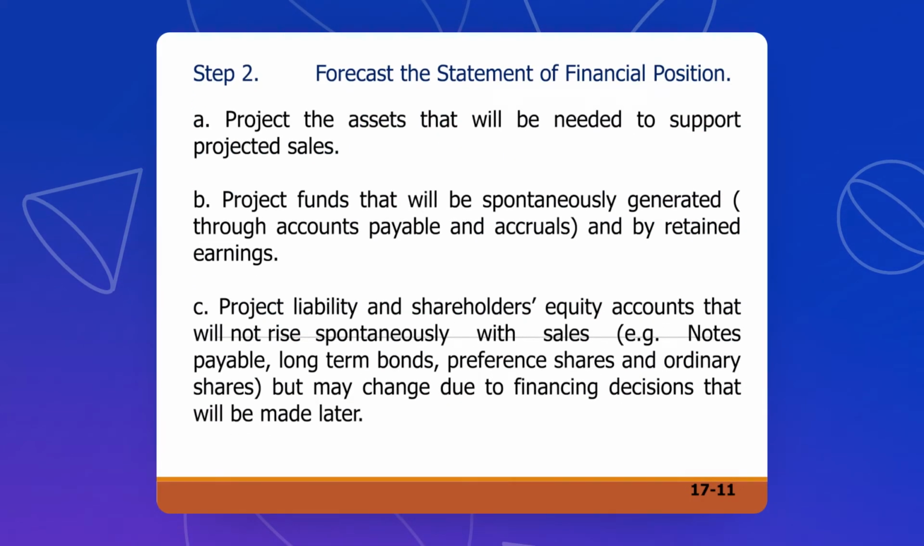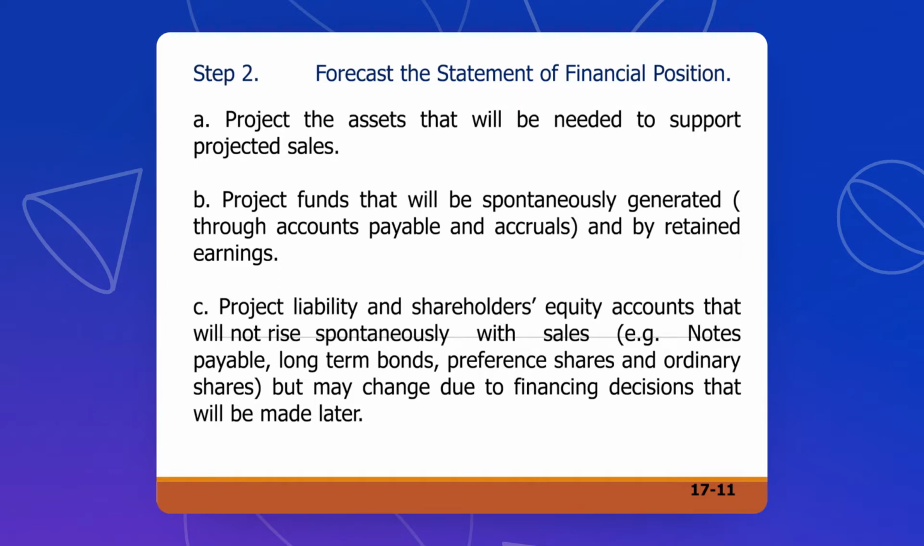Step number 2, what you will do is forecast our balance sheet, also known as the statement of financial position. So how do we do that? Number 1, project the assets that will be needed to support your projected sales. Then project the funds that will be spontaneously generated and the retained earnings. Later I will discuss what spontaneous assets mean. What do you mean by spontaneously generated assets?